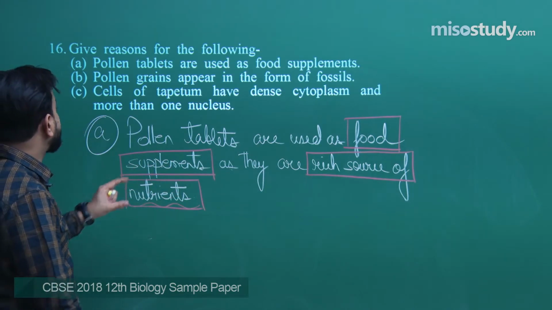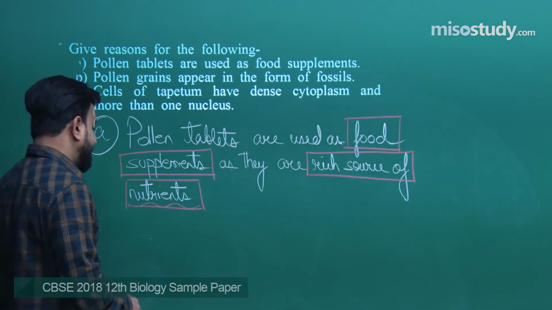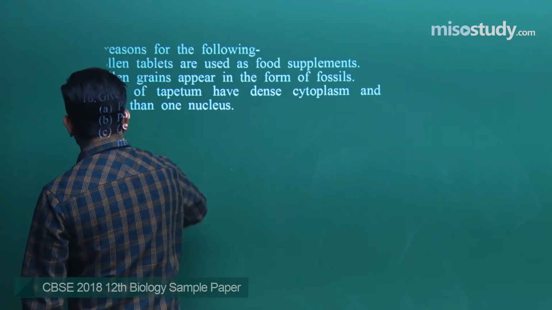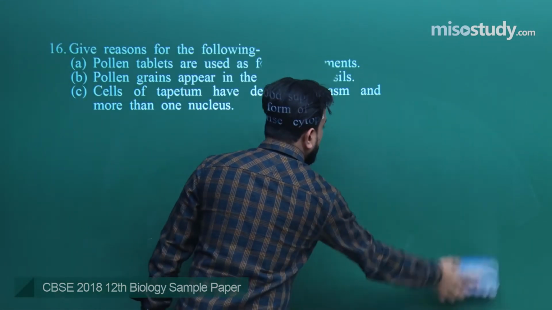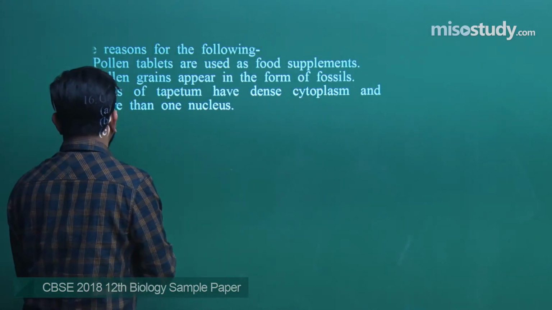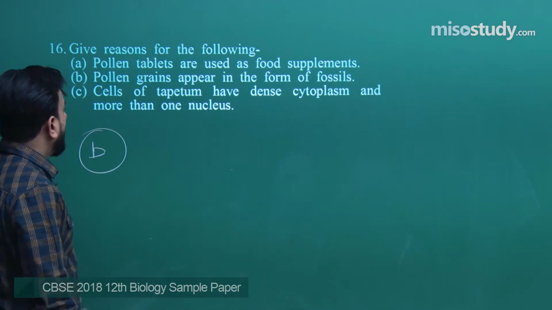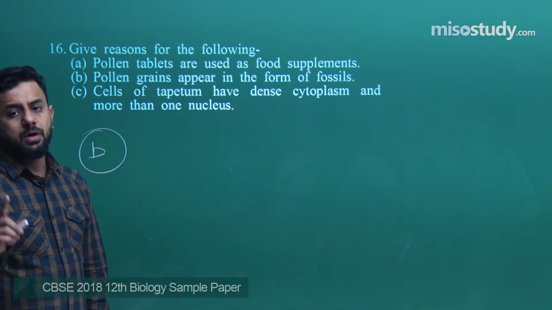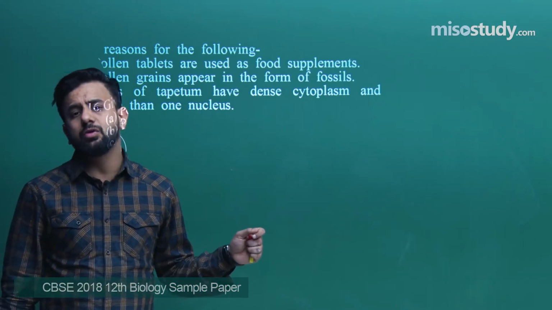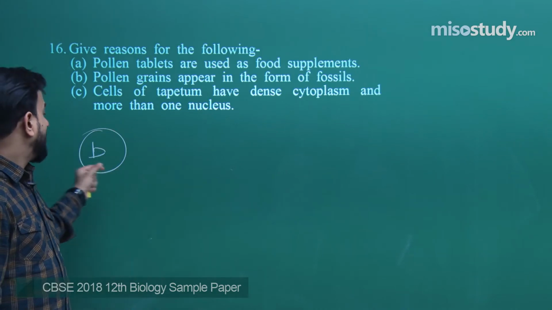Got it? So the first part is over. Next, the pollen grains appear in the form of fossils. I'm just elaborating a little. We will not write it this way when you write for the exam. You will just write what I'll tell you right now. So let me explain.